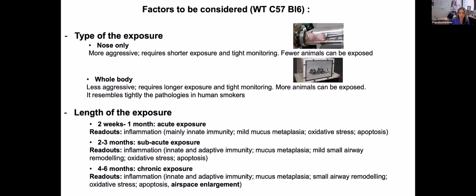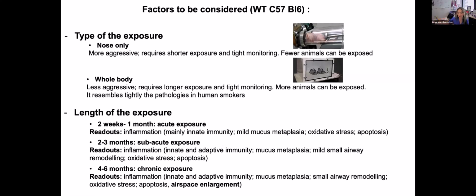You get 2 weeks to 1 month of exposure. You can get acute inflammation, which is mainly innate immune inflammation. You can get some kind of mucous metaplasia, certainly oxidative stress, and apoptosis, mainly of alveolar and bronchial epithelial cells. Then when we go to 2 to 3 months of smoke exposure, which is called subacute exposure, assuming that the chronic exposure is from 4 to 6 months, you get inflammation.